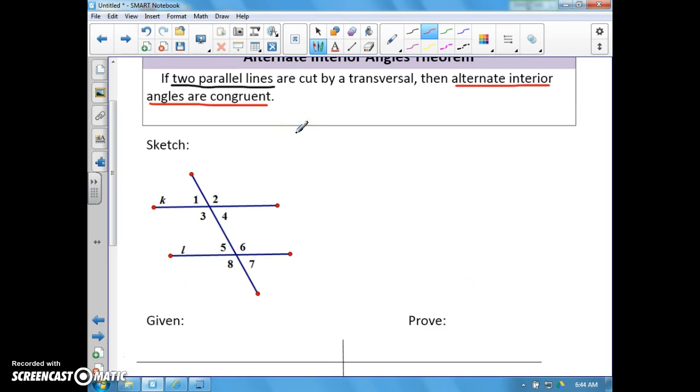So I need the fact that K is parallel to L, and I need to pick a pair of alternate interior angles to prove to be congruent. I am liking angles 4 and 5 this morning personally, but you could choose either 4 and 5 or 3 and 6. What I'm going to do, prove angle 4 is congruent to angle 5.